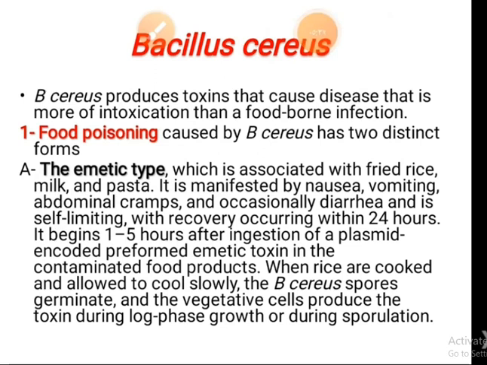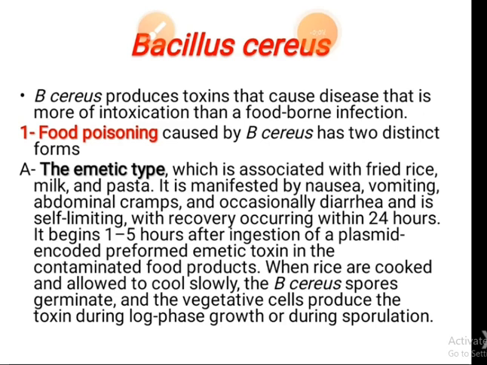The other species in the genus Bacillus is Bacillus cereus. Bacillus cereus produces toxins that cause disease that is more of an intoxication than a foodborne infection. It's not an infection, it's an intoxication. It mainly causes food poisoning, and it has two distinct forms.